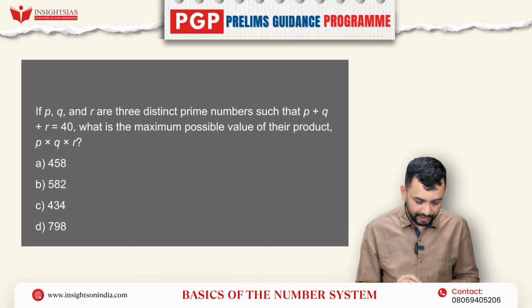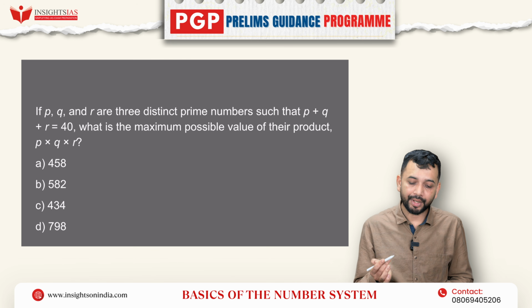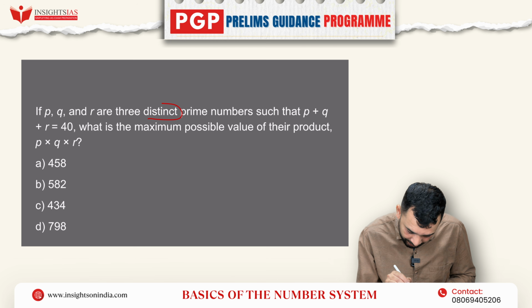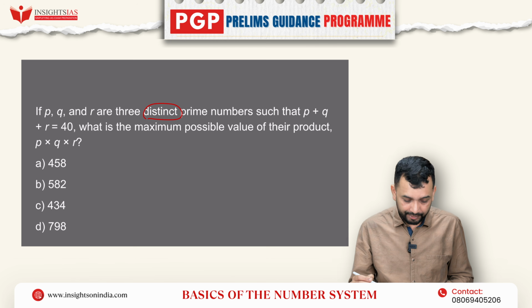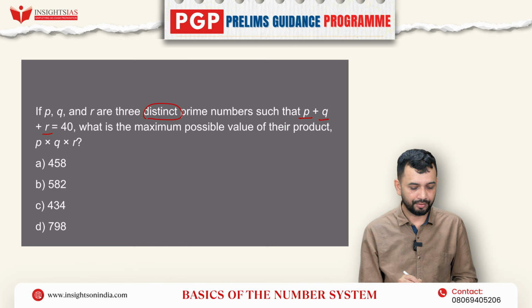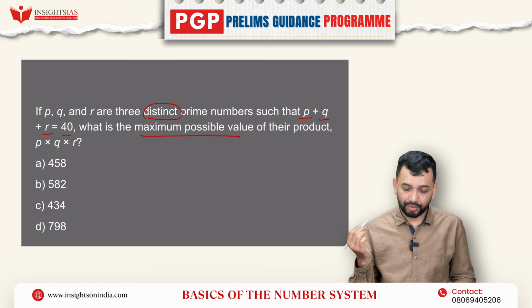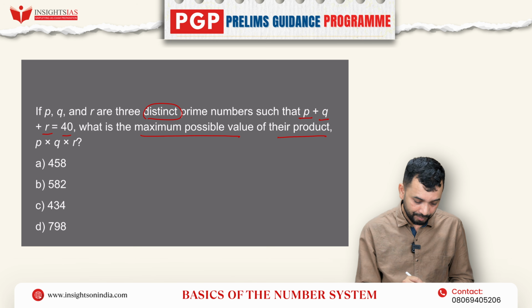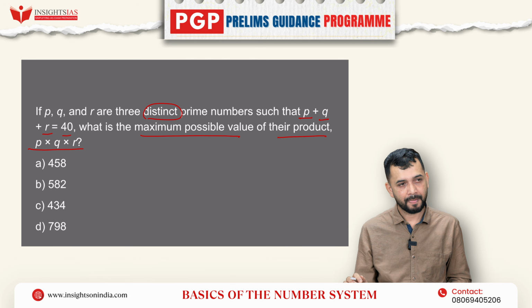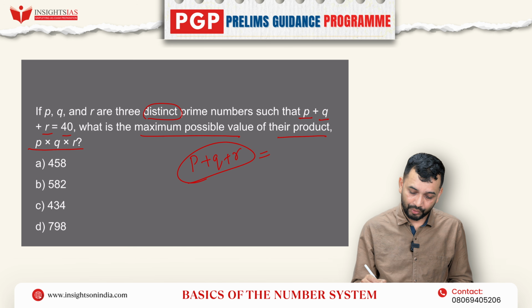Now, if you look at it, P, Q, R are three distinct prime numbers. The word distinct means they are different prime numbers, such that P plus Q plus R is equal to 40. The sum has been given. What is the maximum possible value of their product P into Q into R? Now let's understand one by one. P plus Q plus R is equal to 40.